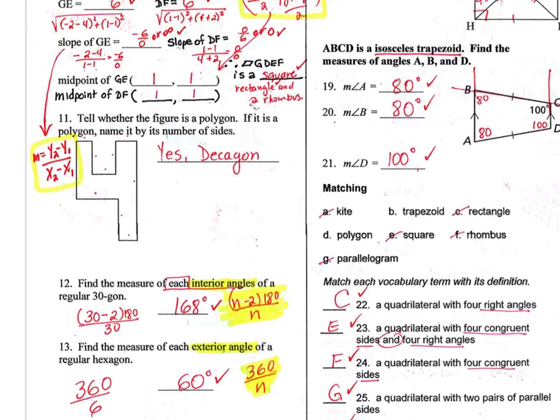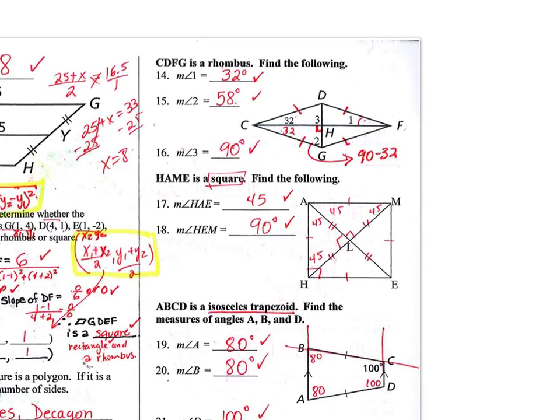Then number 14, this is given as a rhombus. So rhombus means that its diagonals are perpendicular, opposite angles are congruent, and diagonals bisect the opposite angles. So if one angle is 32, the other is 32, and angle 1 is 32. Then since it's a right angle, 32 and angle 2 are complementary, right? So 90 minus 32 gives you angle 2, which is 58. And angle 3 is inside, it's just 90.